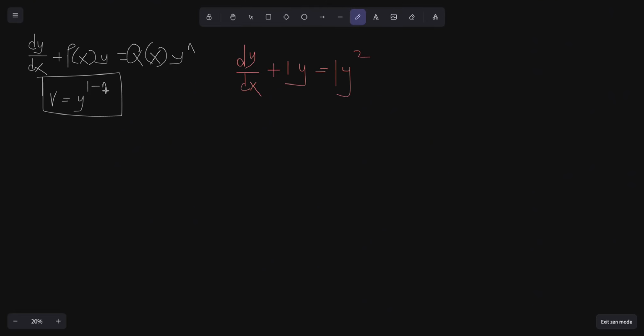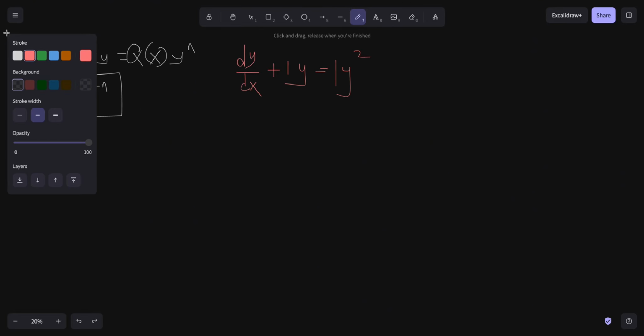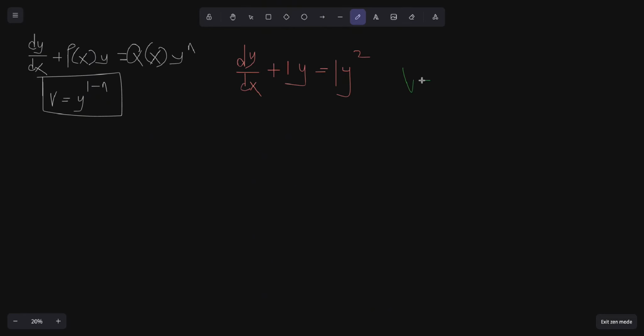And so, well, we have this y squared term. We know that from our v sub right over here, we have to let v be equal to y to the 1 minus that power, which in this case is 2. So v is equal to y to the 1 minus 2, which is y to the negative 1, okay? Once again, we do the same thing. What is dv/dx? From implicit differentiation, you might remember that this is negative y to the negative second power times dy/dx. This is why it's important to know your implicit differentiation.